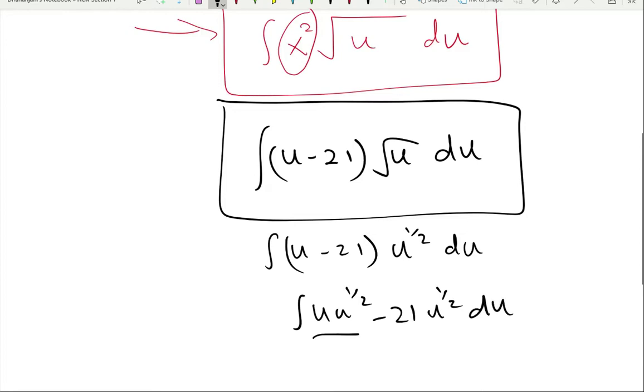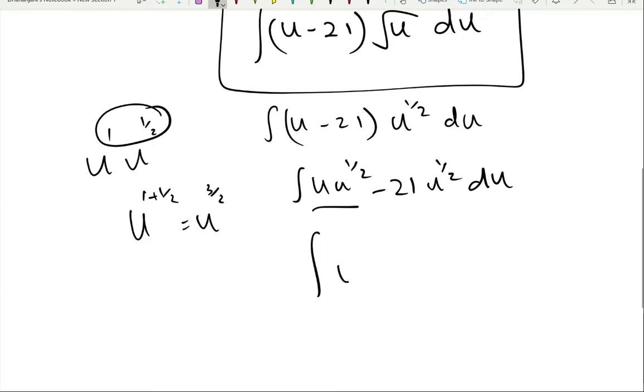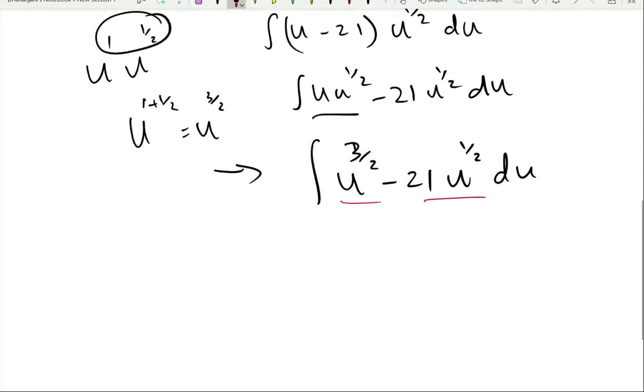Now here we can simplify. It's u to the power 1 times u to the half. Now using power rules, we can add 1 and a half, which is u to the 3 over 2. So this is really u to the 3 over 2 minus 21 u to the half. Now at least, can we integrate this? Yes, we can. We can integrate these two terms separately, right? Because it's separated by subtraction.